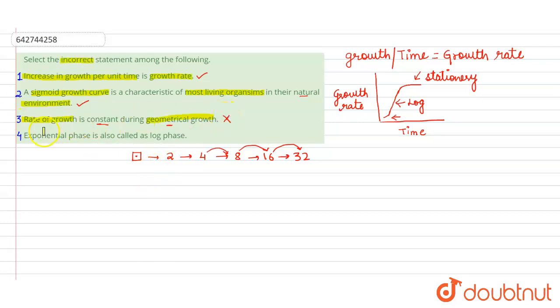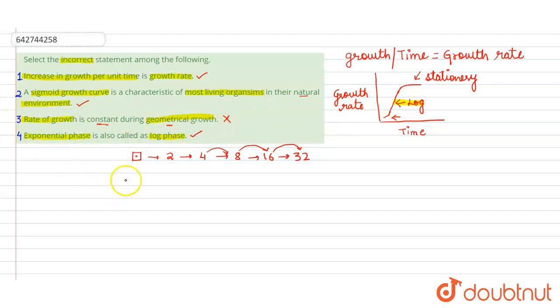Whereas coming on to the fourth statement, the exponential phase is also called as the log phase. So in this graph we can see this is the log phase or the exponential phase, where the growth is occurring at the maximum pace. So because of this, we can say that the exponential phase is also called as the log phase because the growth is maximum in this phase. So this statement also is the right statement.